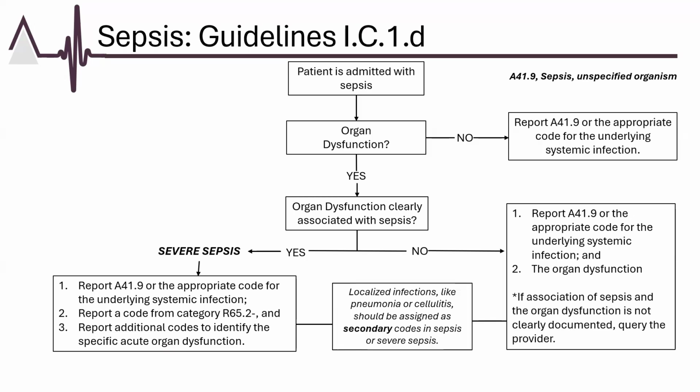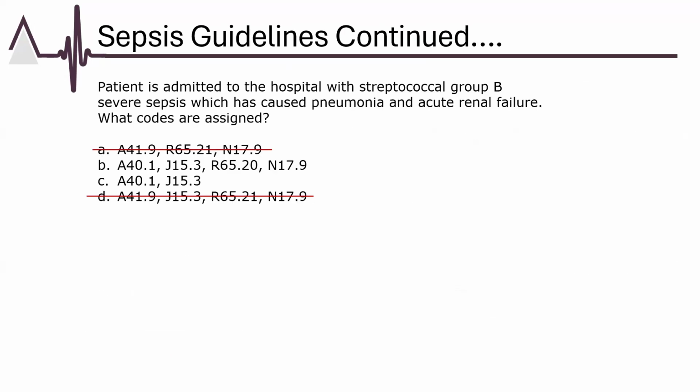Now that we reviewed these guidelines, let's run back to the question. We still have A and D washed out. Based on the information we just reviewed, we know that this claim must include a code from R65.2 for severe sepsis. Of the 2 choices left, only B has R65.2 and the associated organ dysfunction with code N17, making B the correct answer using the process of elimination. Let's continue with coding to confirm our understanding.